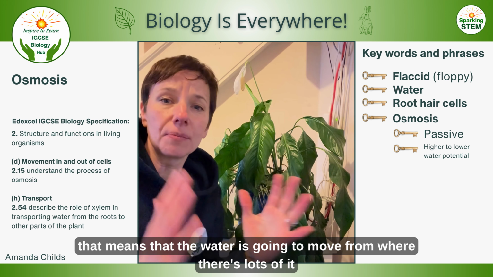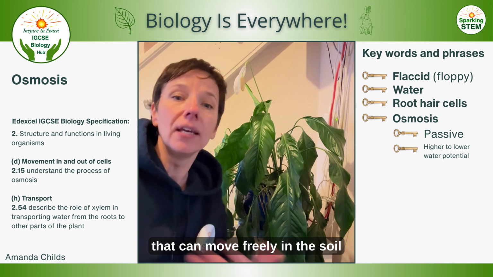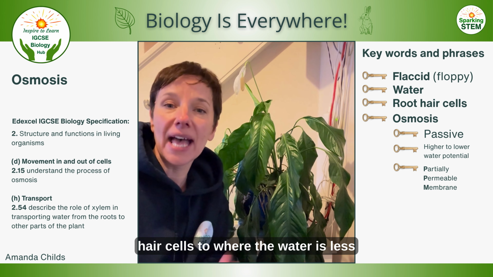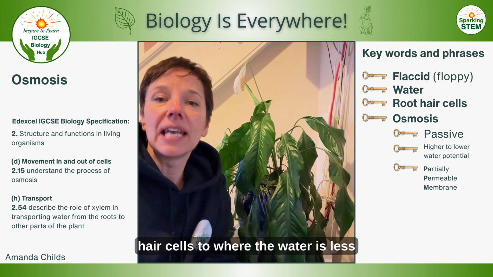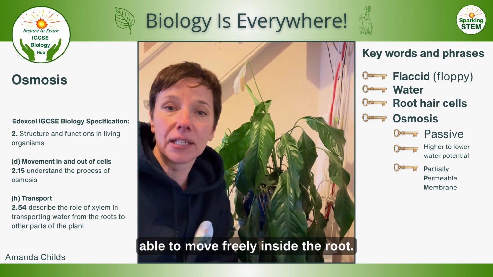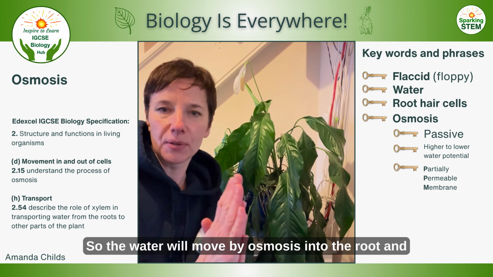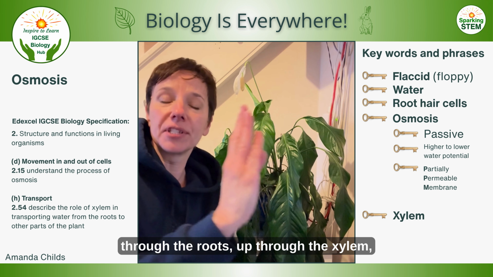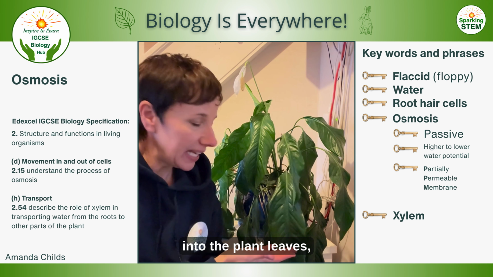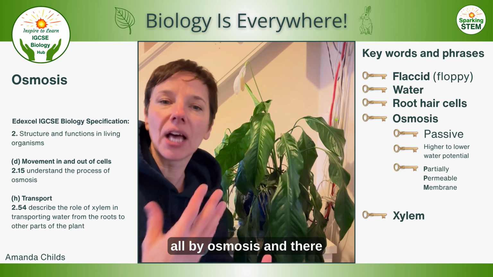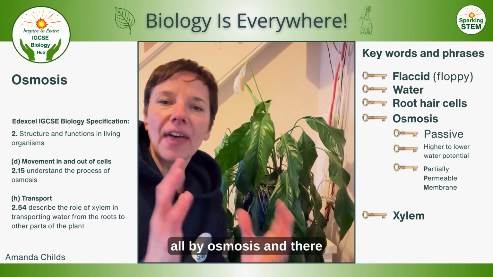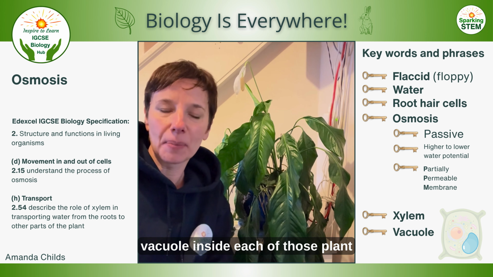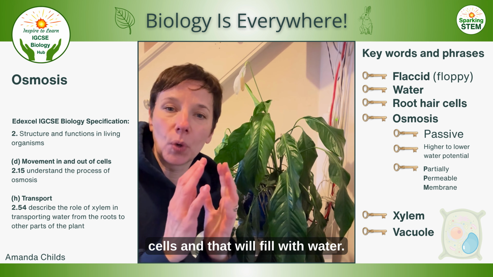That means that the water is going to move from where there's lots of it that can move freely in the soil, across the membrane of the root hair cells, to where the water is less able to move freely inside the root. So the water will move by osmosis into the root, and then it will move up the plant through the roots, up through the xylem, into the plant leaves, into the cells of the plant, all by osmosis, and there in the plant cells it will move into the vacuole inside each of those plant cells, and that will fill with water.